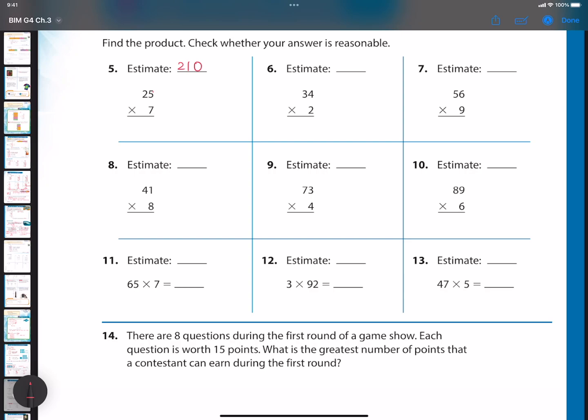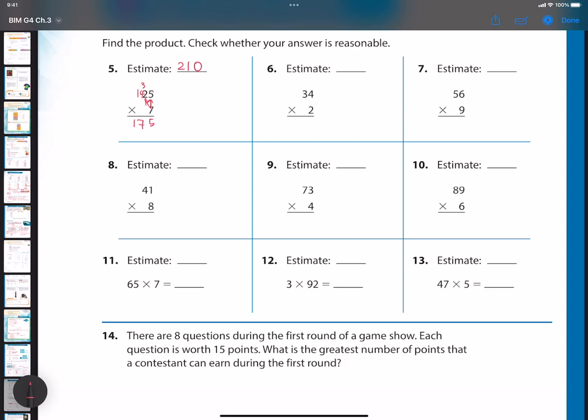And let's find out the exact product. Let's start from the ones place. 7 times 5 is what? Yes, 35. So I'm going to put 5 and 35, right? And then what about 7 times 2? Yes, 14. So 14 plus 3, 17. So the answer is what? 175. And 210, they are close enough because it's not 2,000, right? So your estimation was 200, which is close to 175. So your answer is reasonable.